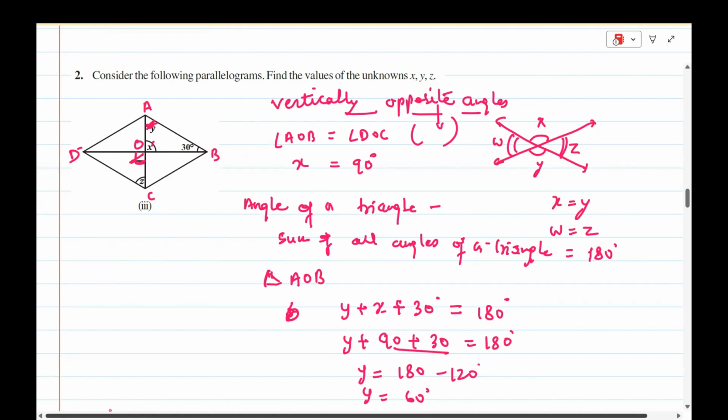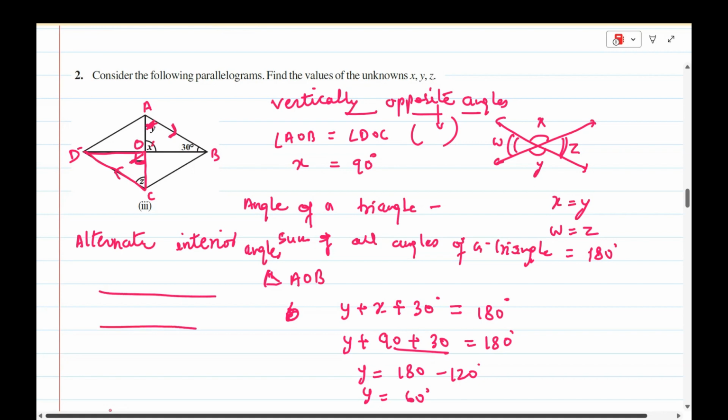In another triangle, this one, there is Z. Correct? Now, see here. It is a parallelogram. Opposite sides of a parallelogram are parallel. That is why it's a parallelogram. So we need to learn here one new concept: alternate interior angle. And what are they?